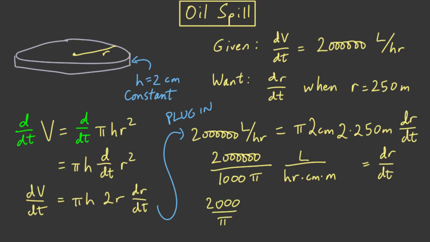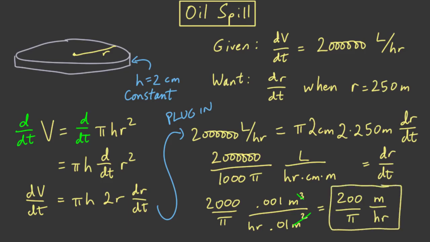And then the liters are 0.001 meters cubed. And then on the bottom, we've got hours. And then centimeters times meters is just 0.01 meters squared. We're converting centimeters into meters here. And when we work through all of this, the number becomes 200 over π. And the meters squared cancels the meters cubed, and we're just getting meters per hour, which is perfect. That's the type of units that we would want for how fast the edge is moving.